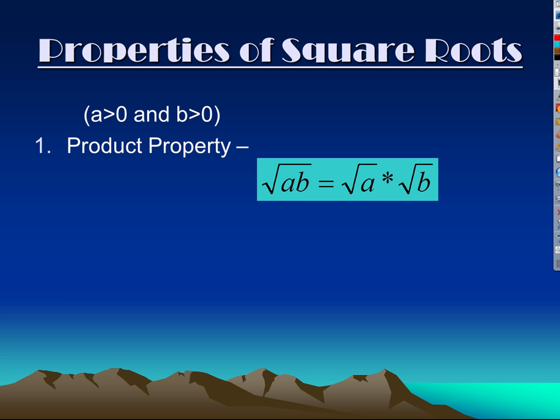So here's the product property. You would have guessed this. This just makes common sense. If I have the square root of a times b, I can split that up into the square root of a times the square root of b. And that's fine to do.